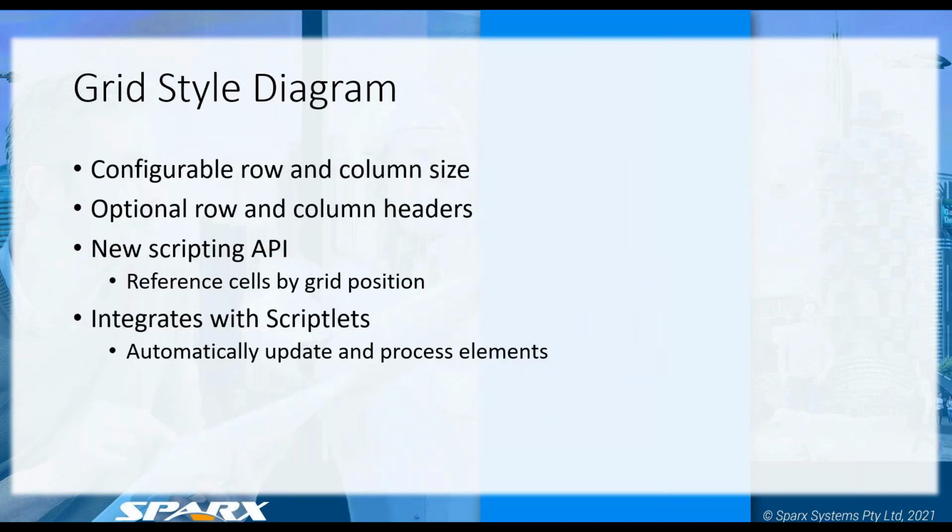So the row and column sizes are configurable for that, so you can make them as large or as small as you wish. And you can have optional row and column headers as well. So imagine in a spreadsheet you have all your letters across the top and numbers down the side, so you can do cell references like A1, B2, or you can have that in these grid style diagrams as well.